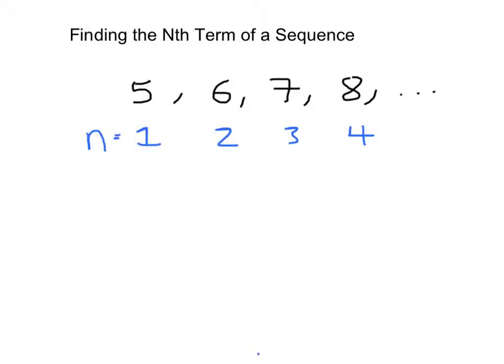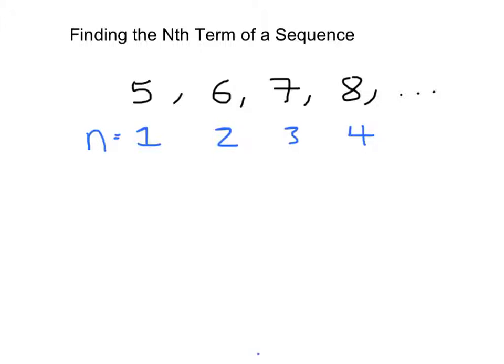In a sequence, when we talk about n, what we mean is the position of each term in the sequence, each number in the sequence. So in the sequence above, which is 5, 6, 7, and 8, 1 means that 5 is in the first position, and 2 means that 6 is in the second position, and so on.